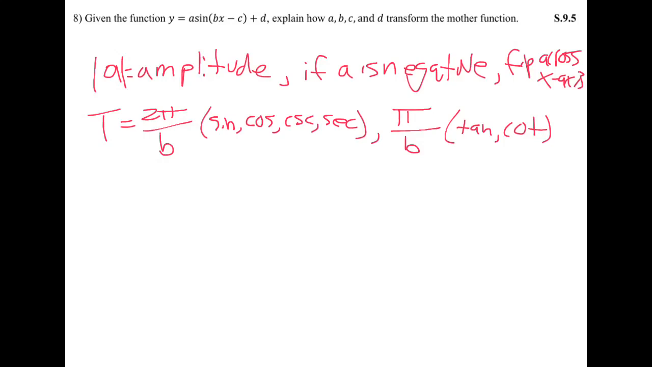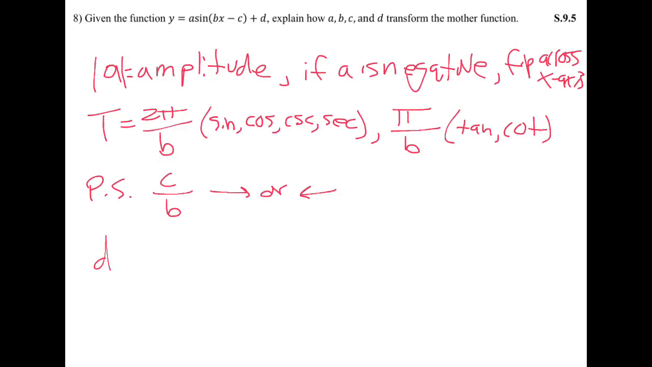Well, b also is going to affect your phase shift. And your phase shift is going to work like this. Your phase shift, if there wasn't a b there, would just be c to the right or c to the left. But with that b there, you need to factor that b out of c. So your phase shift is going to be c over b. And then it's either going to be right or left, depending on the sign. That's your phase shift. It's a horizontal translation.